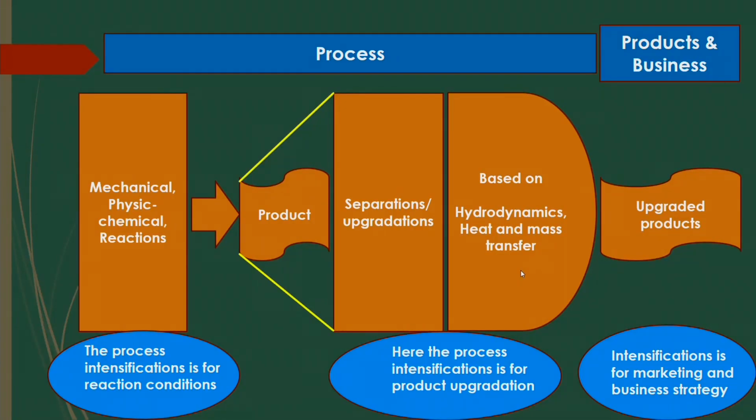So, these are the strategies. Some process intensification is for reaction conditions, where mechanical, physico-chemical and reaction aspects are considered. Other intensification is for product upgradation and separation, based on hydrodynamics, heat and mass transfer. And intensification should be based on the marketing and business strategy also.